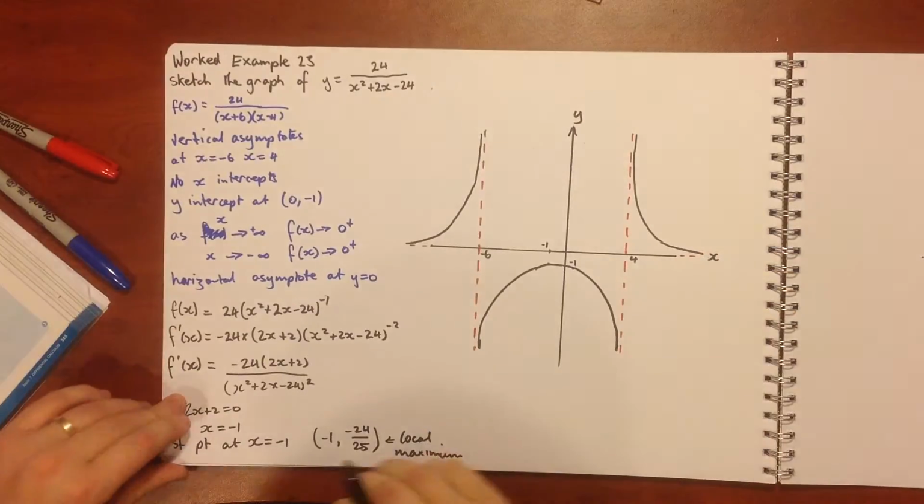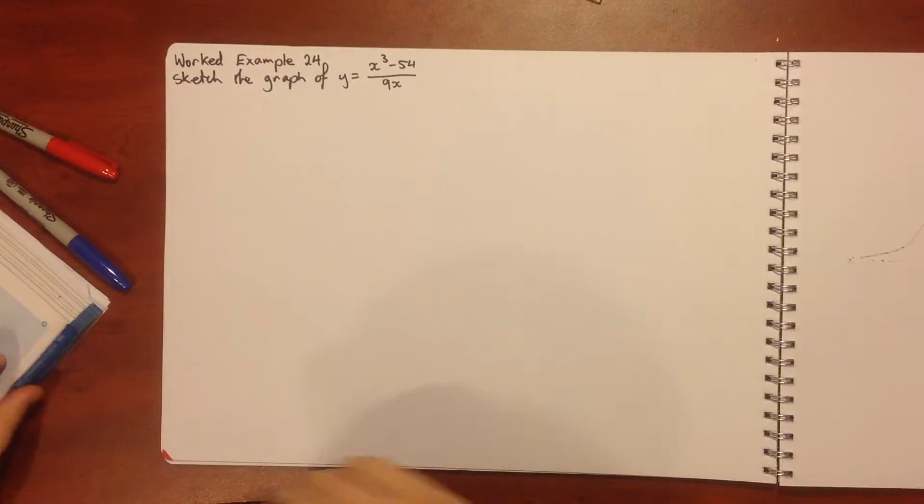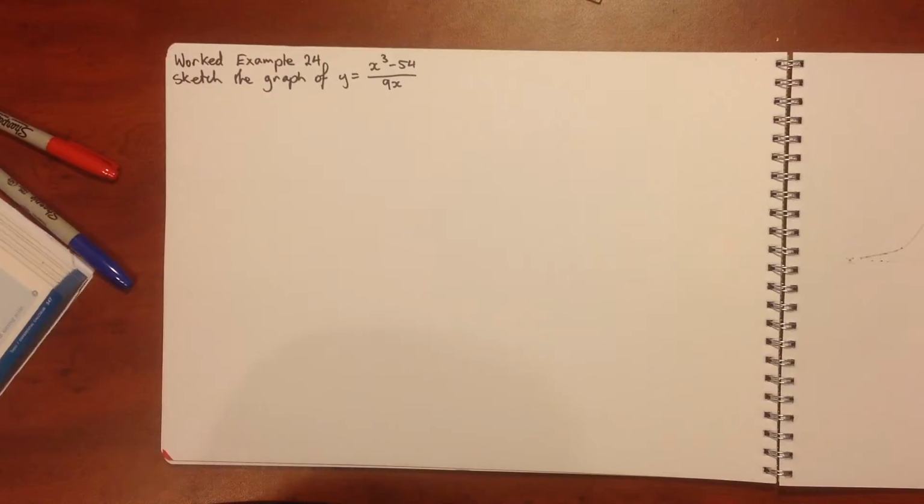Okay, so we'll keep moving on. We've got one last worked example. This is worked example 24. Sketch a graph of y equals x cubed take 54 on 9x.